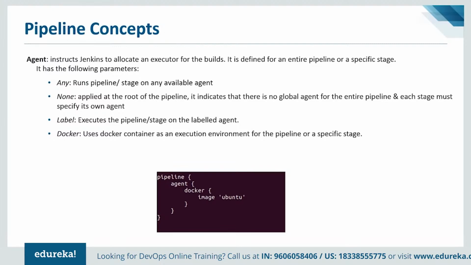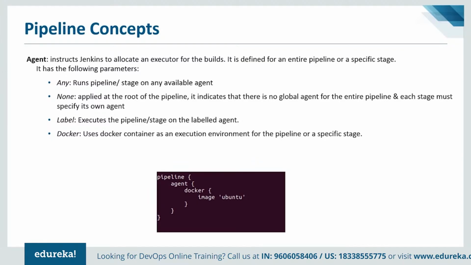Now let's look at the agent directive. What is an agent? An agent is an executor which will run the entire pipeline or a specific stage, depending on where you define the agent. Guys, I'm going to discuss stages in the next slide. Agent has a few parameters. The first is the any parameter. Whenever you run agent with the any parameter, it means that the code will run on any available agent.